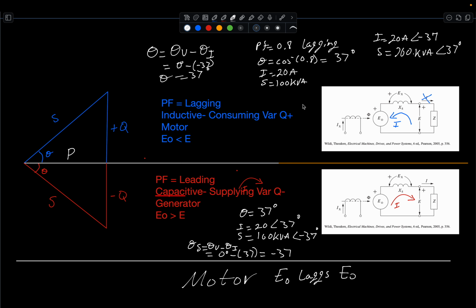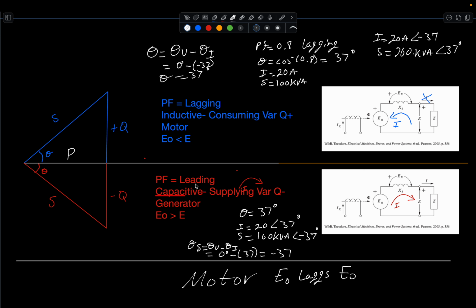So this whole diagram here is really just a reminder for myself to know that when a power factor is lagging, then this synchronous machine is considered an inductive machine, which is consuming the VAR, and it's positive, which in a way is classified as a motor. And in a motor, in this concept, your internal voltage, which is the EO, is less than E. Meaning your terminal voltage, or E, is giving that power to EO. And this is the direction that it's going.